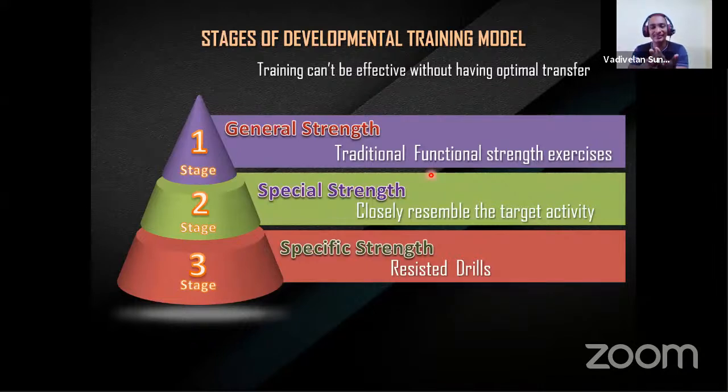The three stages are general strength, special strength, and specific strength. In general strength, we have traditional functional strength exercises like squats, deadlifts, or lunges, whatever we traditionally follow. Special strength closely resembles the target activity, the athletic activity in sports. Specific strength is resisted drills, mainly for resisting the athletic activity with some resisted drill. We'll look into these three things in depth.